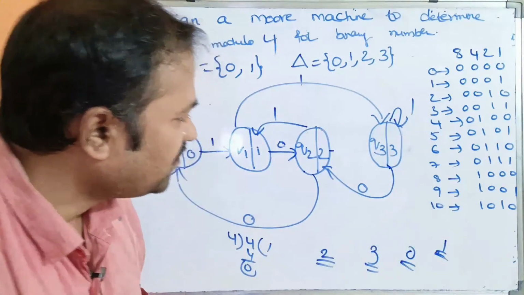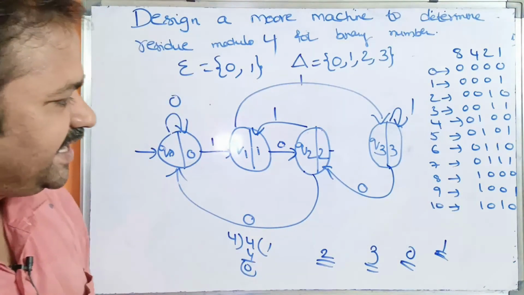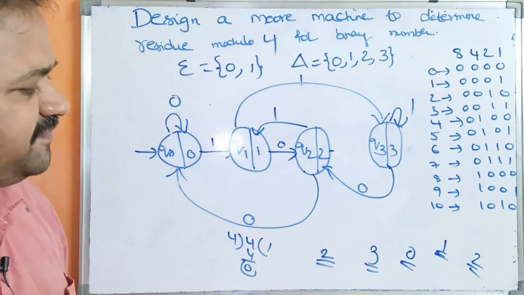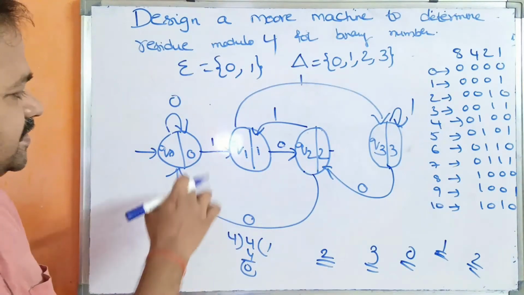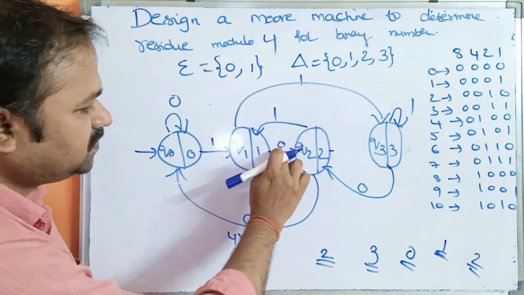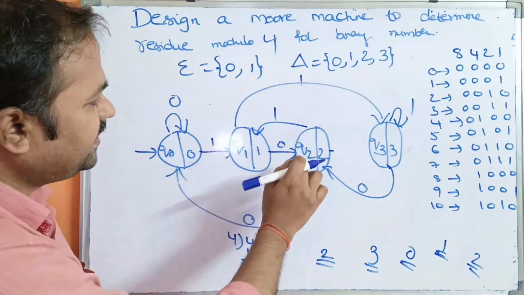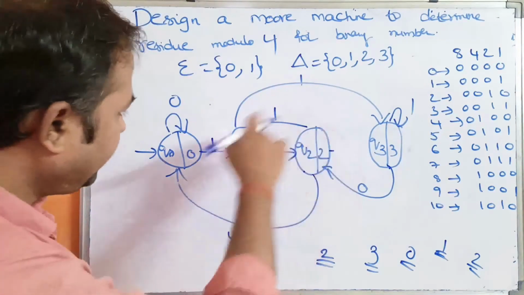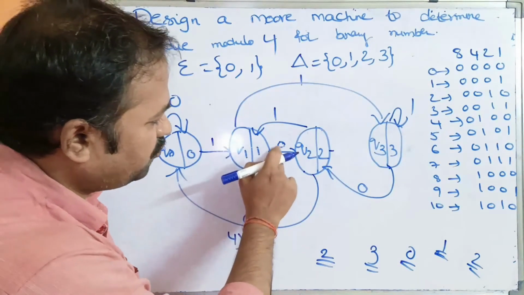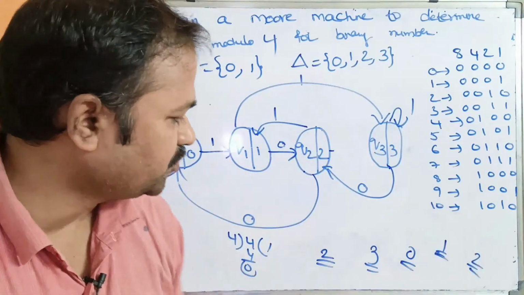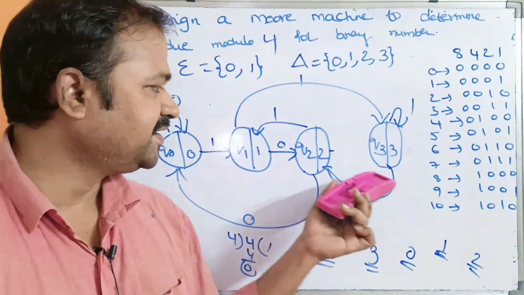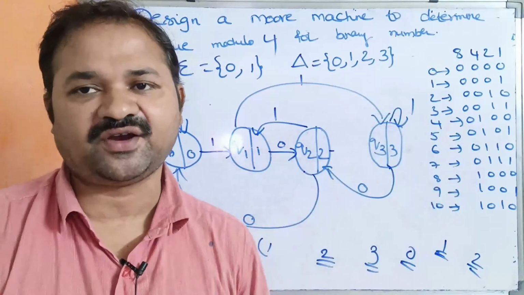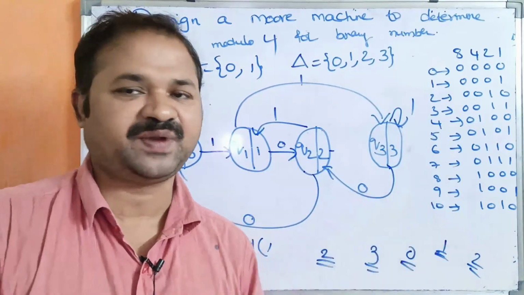Let us check the last one. 1 0 1 0, so 10. 10 modulo 4 means 2. So if we apply 1 0 1 0, then we have to be at Q2. If we apply 1 on Q2, again Q1, next 0 means Q2. So we got 2. Now let us check whether we have applied 0 and 1 inputs on each and every state or not. If we haven't applied, then we have to apply them.